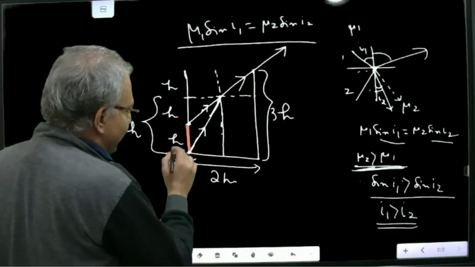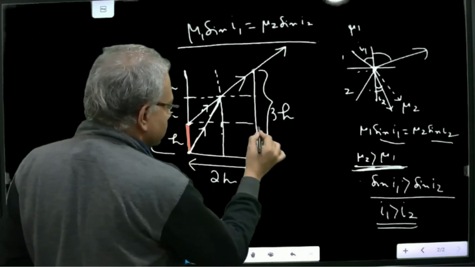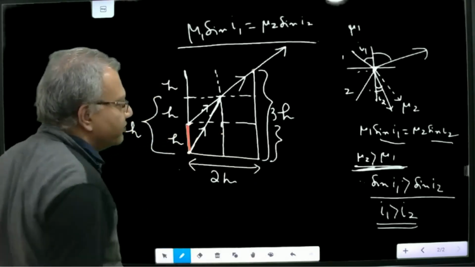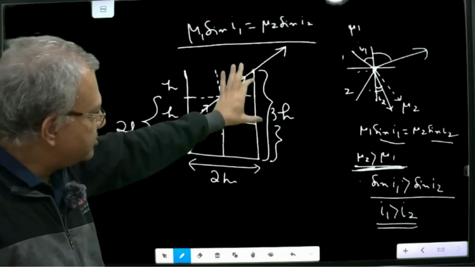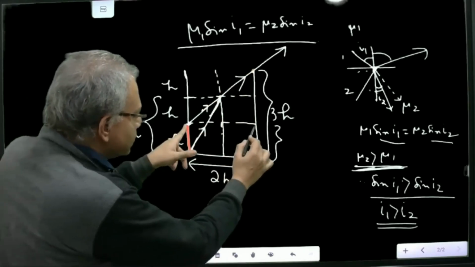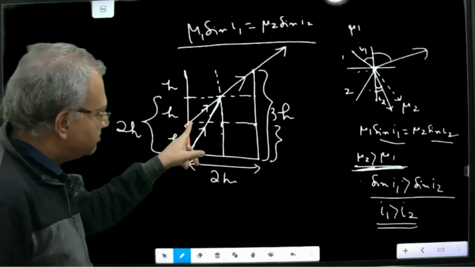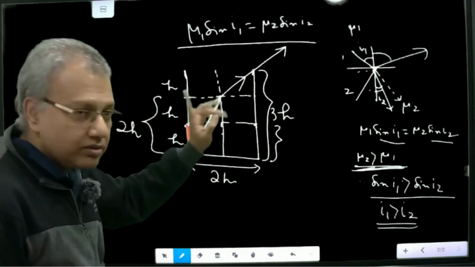This is h. This length is h. So naturally, the remaining portion is 2h. This is h, this remaining portion is 2h, and this is 2h. So this 2h and this 2h.